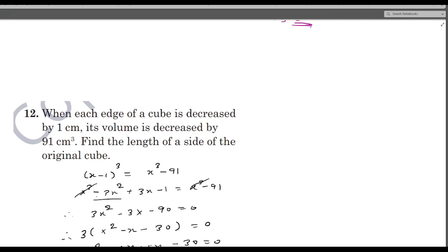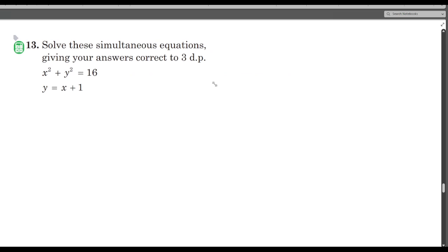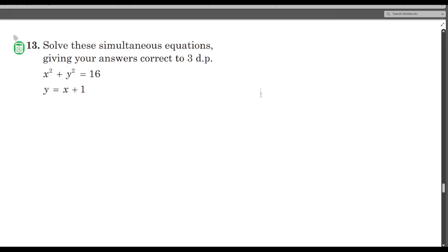Okay, so the 12th question we did. Now the final question, question number 13. Solve these simultaneous equations and give your answer correct to 3 decimal places. Now this time to 3 decimal places we have to write the answer.